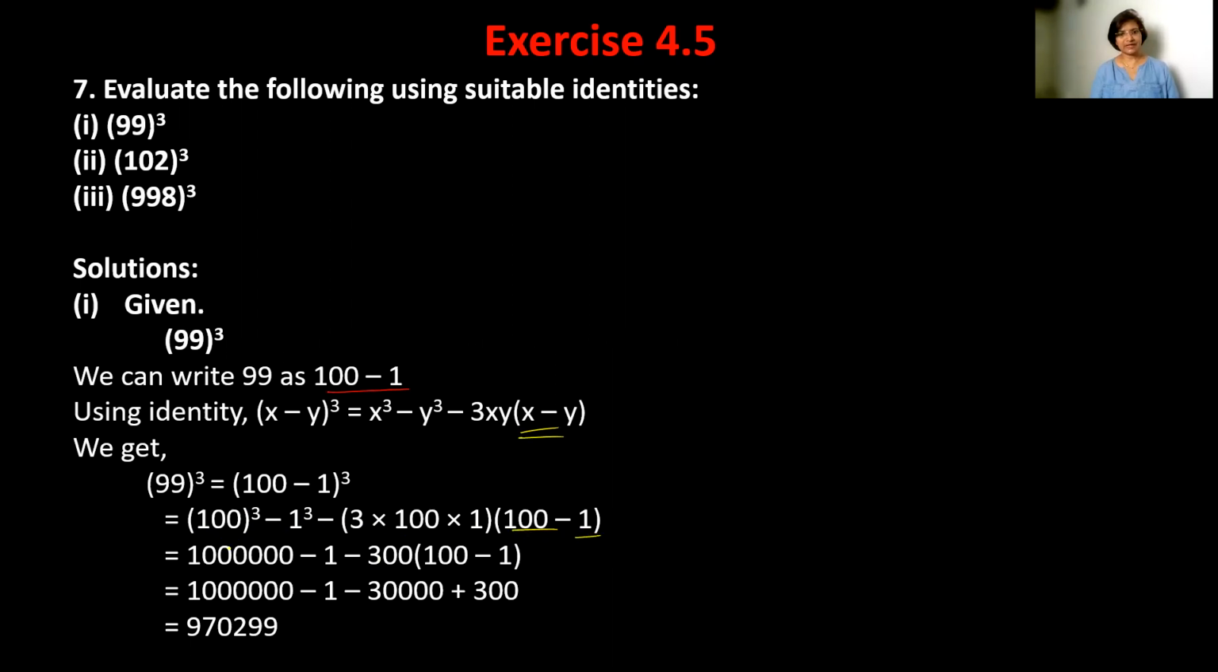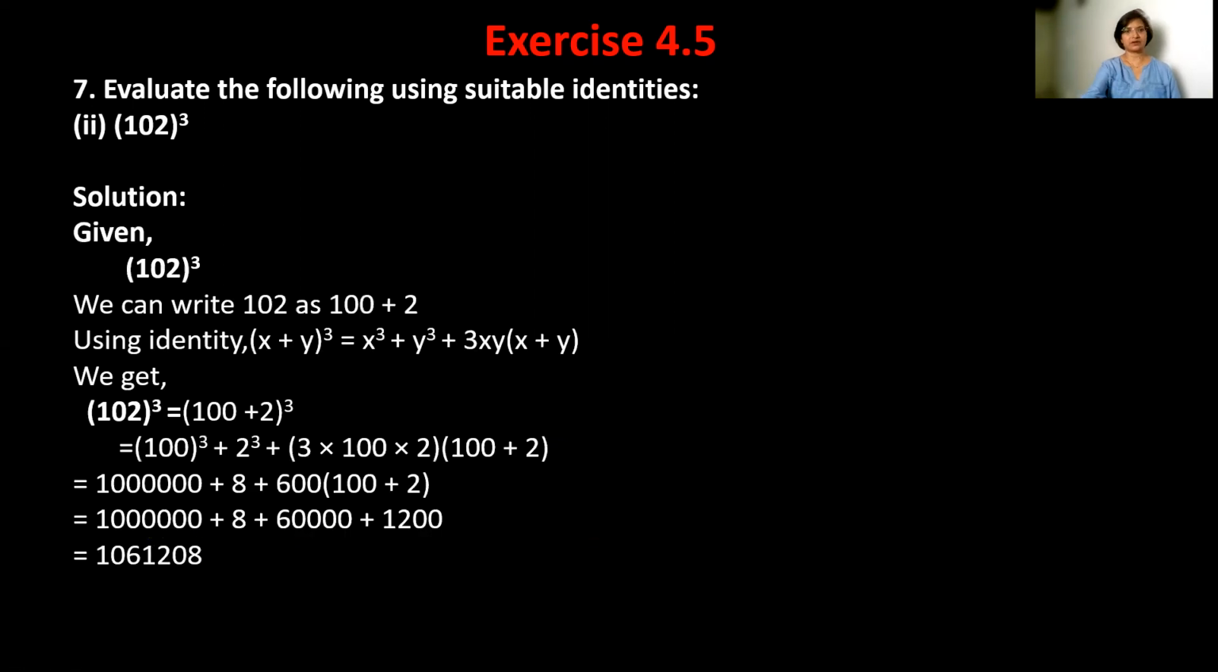Now we have to multiply all these and solve. After solving, minus 1 whole cube becomes minus 1, and this becomes 300 into (100 minus 1). After multiplying and solving this, you will get 9,70,299. You have to be careful when you are expanding these zeros. The zeros must be counted properly, otherwise your answer will be wrong.